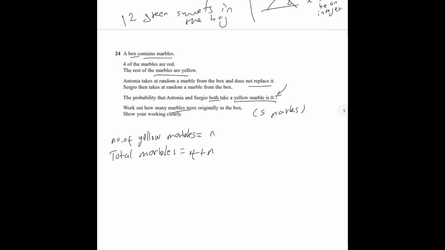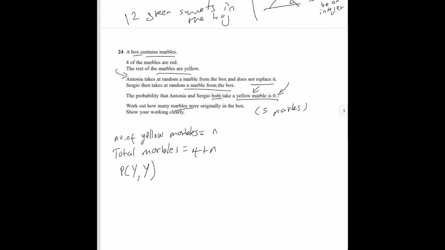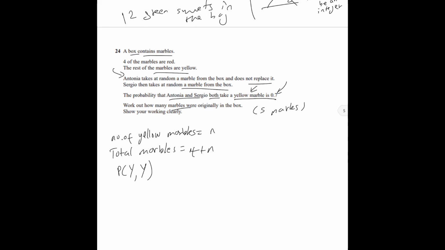So now let's look at the clues. Antonia takes at random a marble from the box, and Sergio takes at random a marble from the box as well. So the probability that they both will take a yellow marble. Your rule for conditioning should be the probability of taking yellow and yellow, because they're clearly stating that the probability that Antonia and Sergio will take a yellow marble is 0.7. So the probability of getting yellow and yellow is 0.7, which indirectly tells you that multiplication is involved in this.